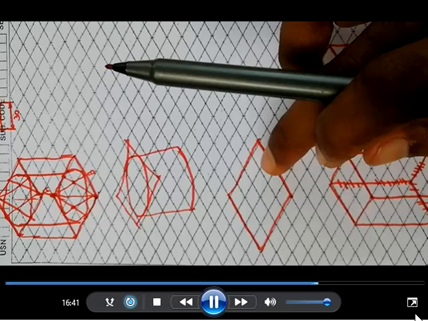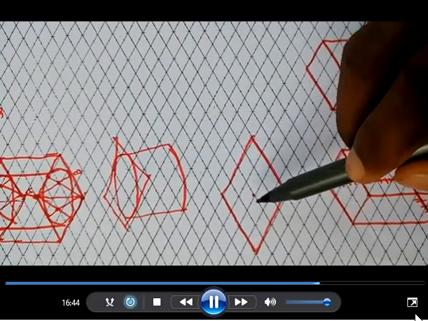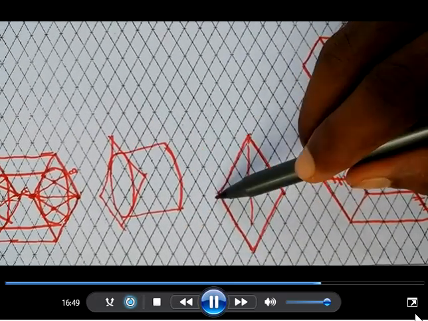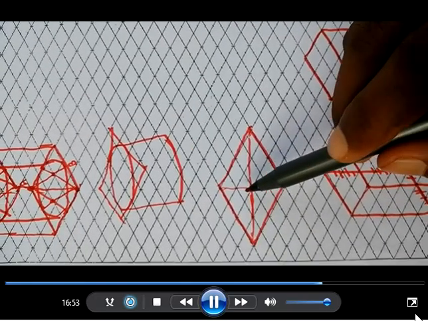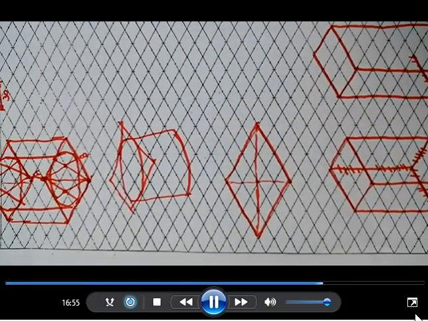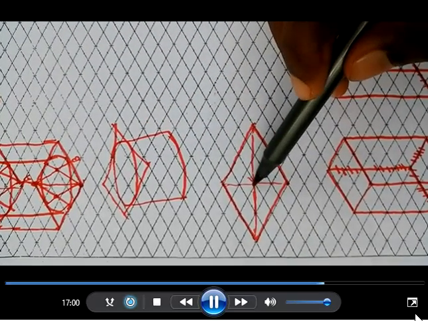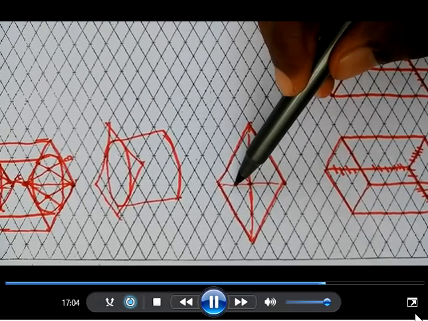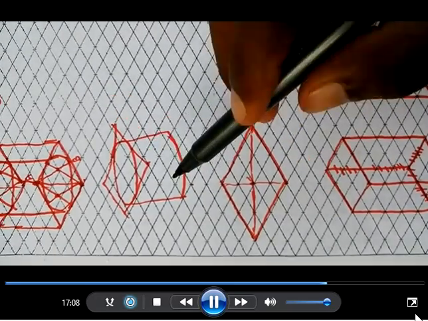But in case of a pyramid, after completing this bottom face, locate the center. For locating the center, you can draw two diagonal lines. You will get the center. Remember, in a pyramid, you have to take height from the center. Height of this pyramid is, say suppose, 40 mm. From the center take 10, 20, 30, 40. So this is the apex of the pyramid.